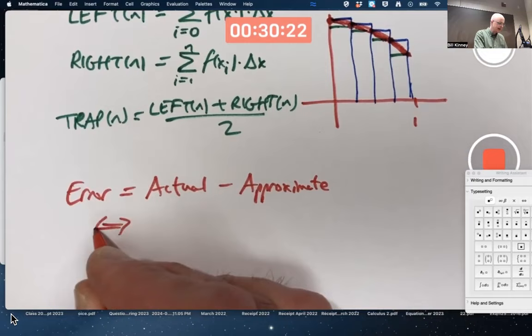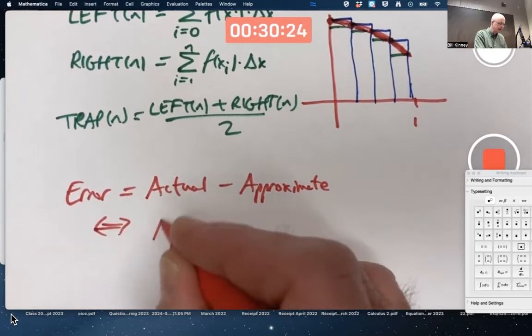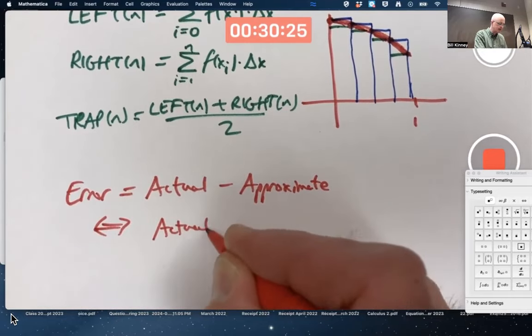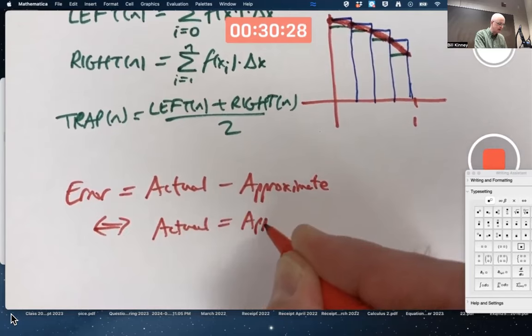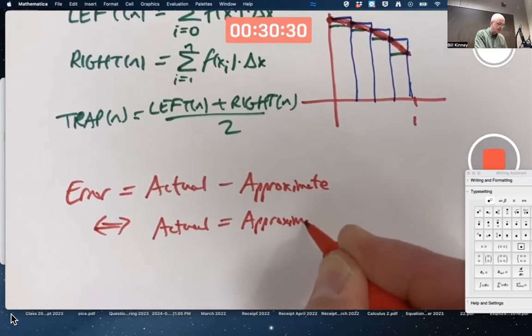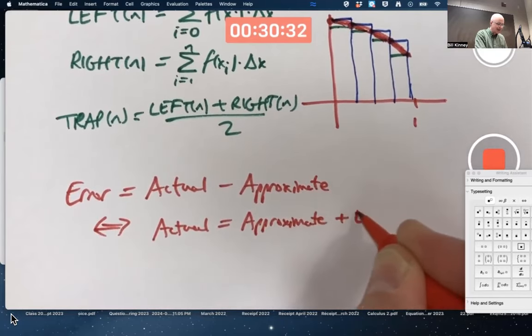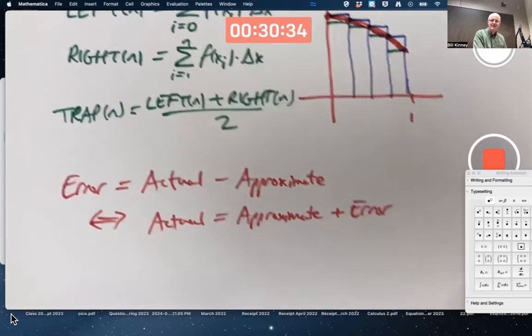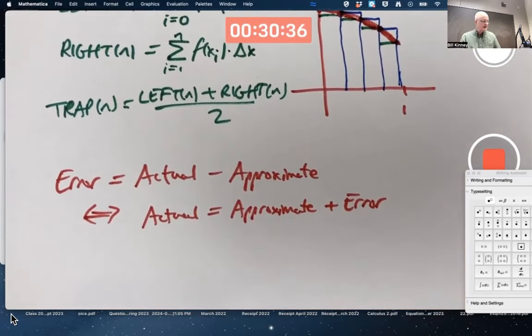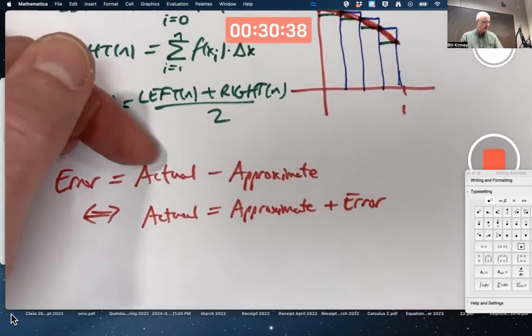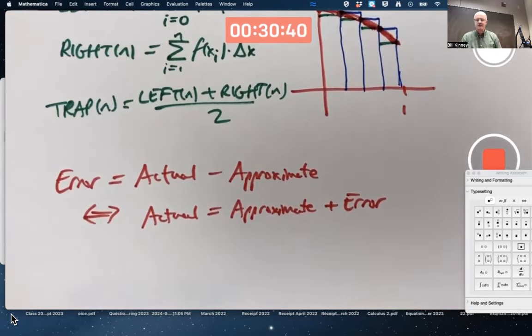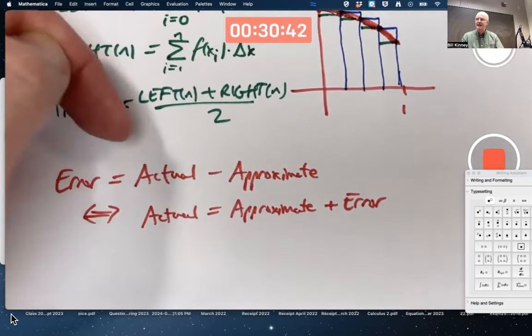This does have the benefit of being equivalent to saying the actual value can also be thought of as the approximate value plus the error. And I believe it's probably because we want that equation to be true that we have it go like this, actual minus approximate. But this has the benefit of going in alphabetical order.